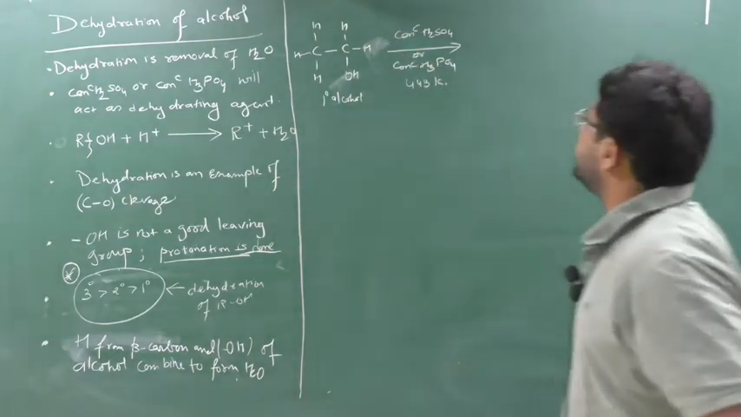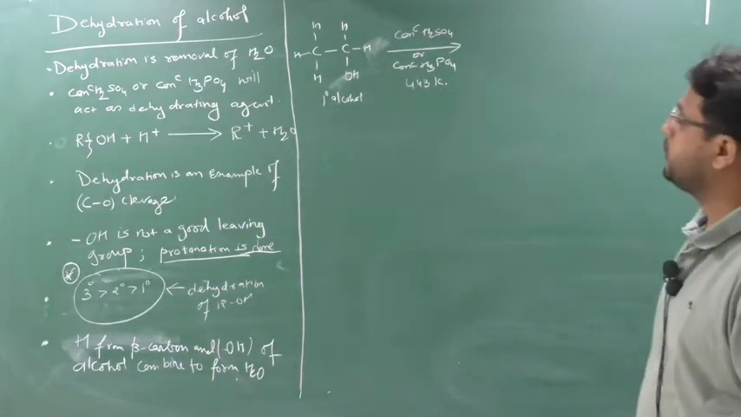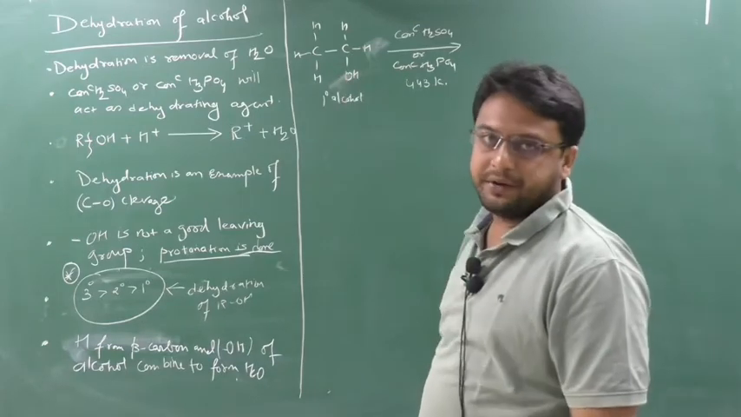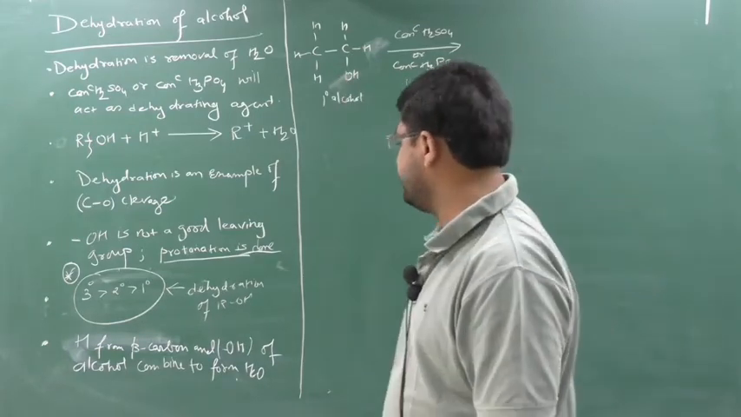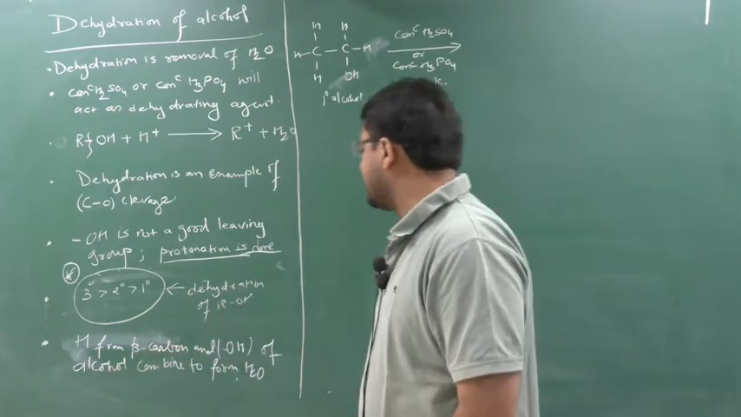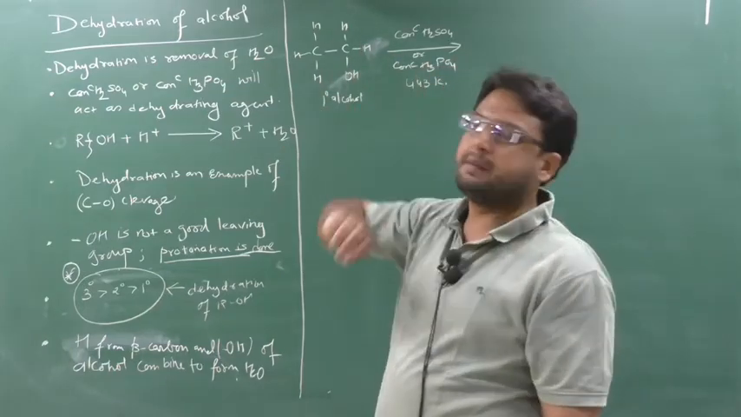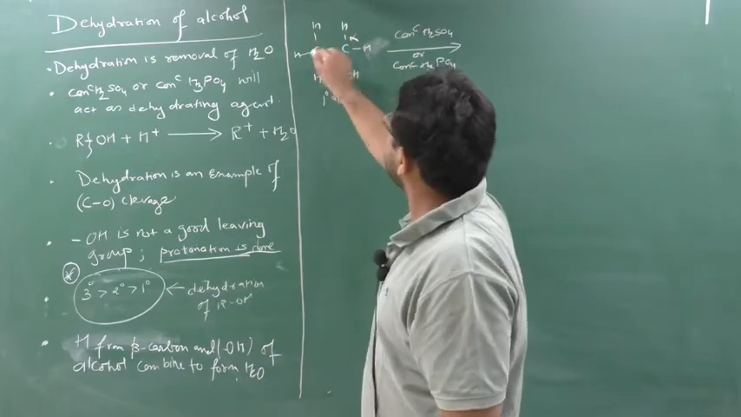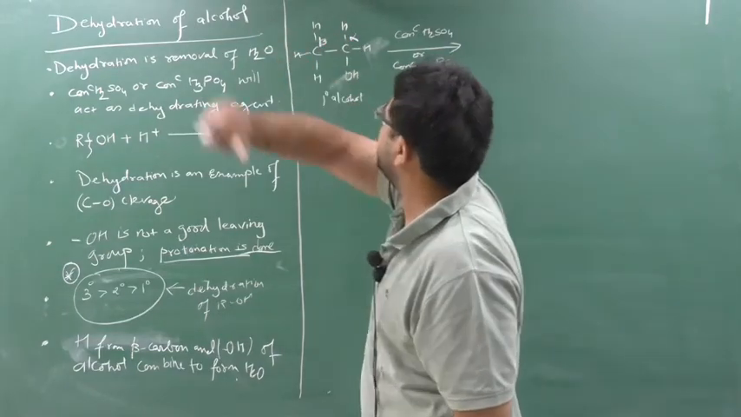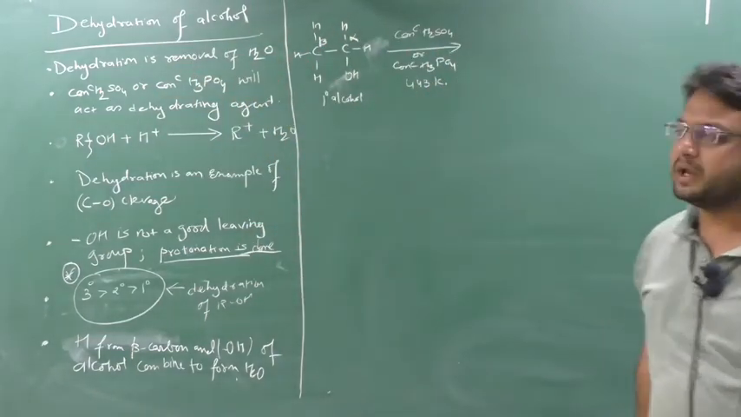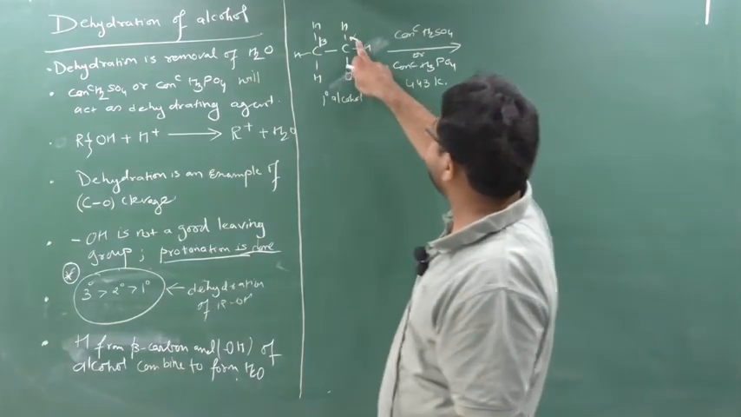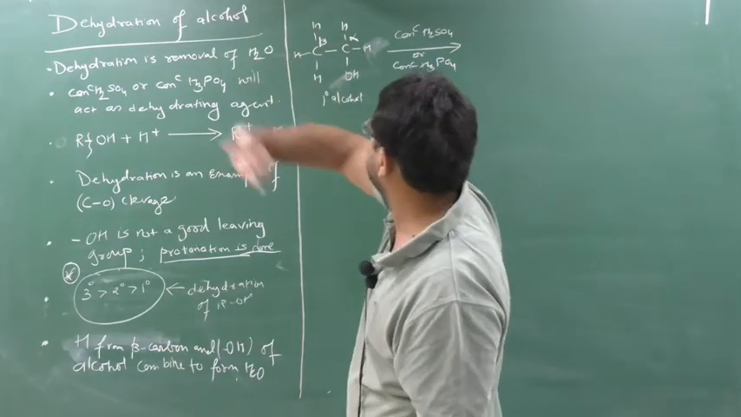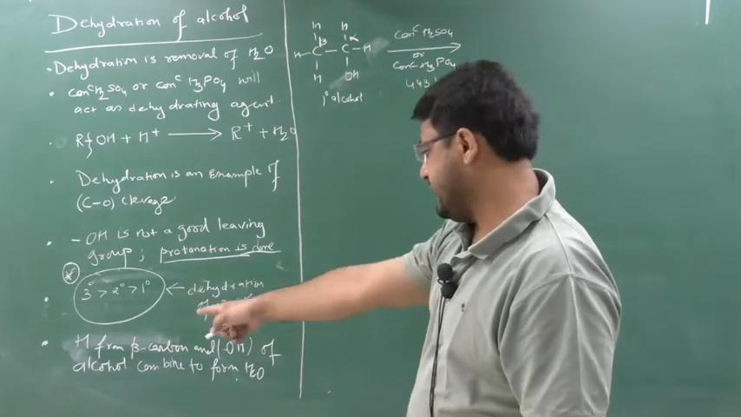Okay. So in the presence of H2SO4 or H3PO4, this will undergo dehydration. Now how to do the dehydration? First, H from beta carbon. Now see, what do you mean by alpha carbon, beta carbon? OH containing carbon is alpha carbon, then beta, then gamma, and so on. Clear this part? So he is telling H from beta carbon.